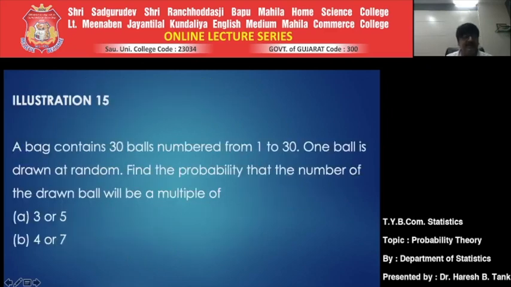One more example. A bag contains 30 balls numbered from 1 to 30. One ball is drawn at random. Find the probability that the number of the drawn ball will be a multiple of 3 or 5, 4 or 7. Two examples. It is exactly the same as you did right now. But here numbers are different. It is 1 to 30 instead of 1 to 6. Let us approach it.